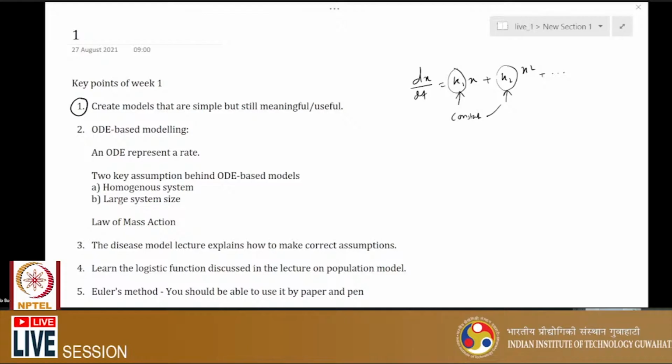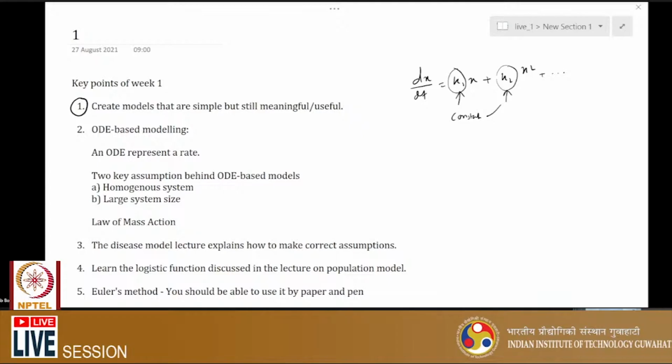So we have to always make models which are simple, but still they can represent the dynamics that we want to capture. There should be meaning; they should not be completely meaningless. There should be physical meaning, biological meaning, but they should be as simple and small as possible.